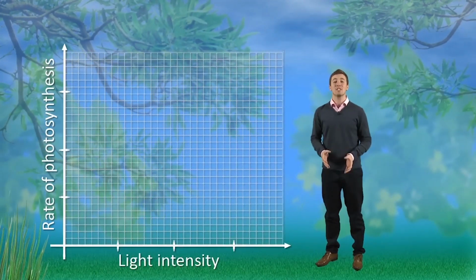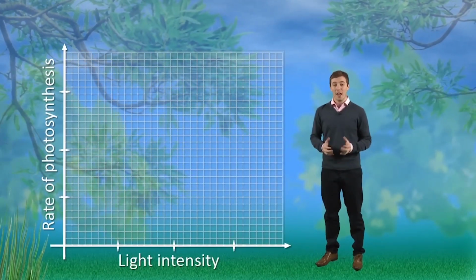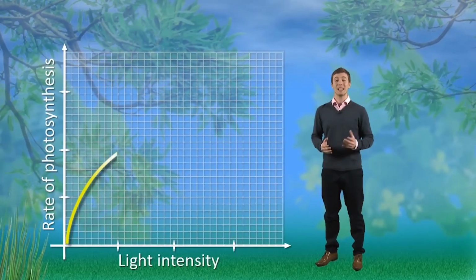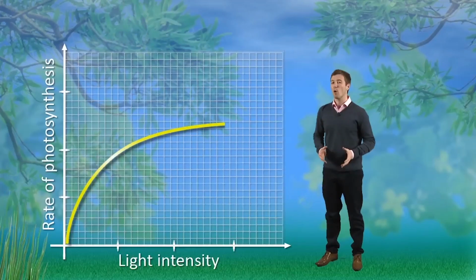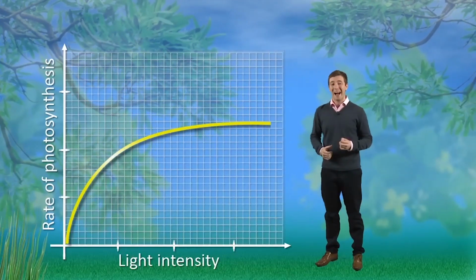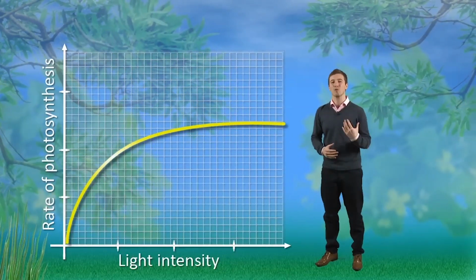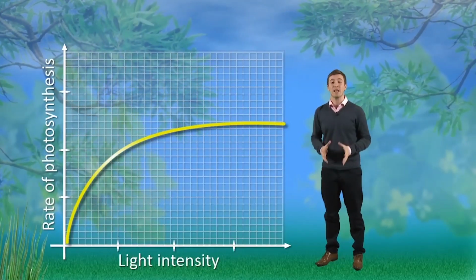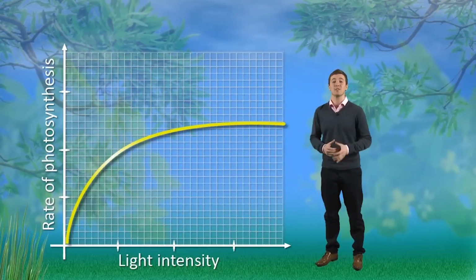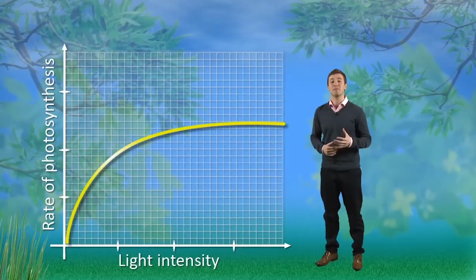Light provides the energy needed for photosynthesis. If we increase the amount of light or the light intensity, this can increase the rate. This only works though up until a certain point. After this point, we can no longer increase the rate of photosynthesis by increasing the light intensity. Something else is limiting the rate of photosynthesis, and this is known as a limiting factor.